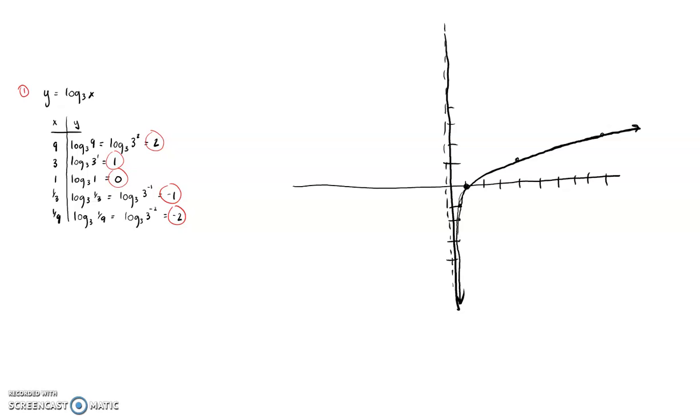Alright, so if you look back at your notes from y equals 2 to the x, you'll see that they're very similar. They both cross at 0, 1, they both go up to the right, and they both go down to the left.